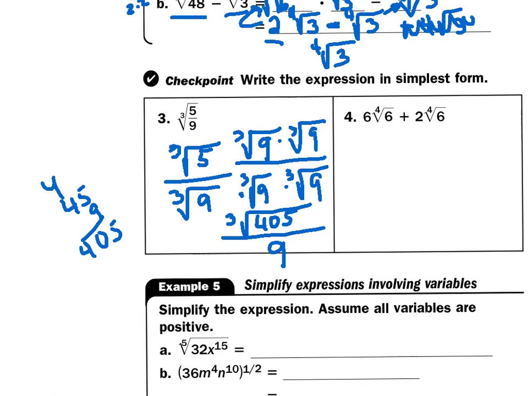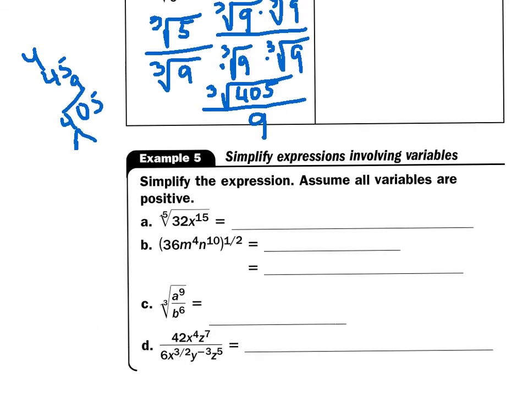Which is kind of strange, but that's okay. And then go ahead and do your factor tree for 405. Pull a number out and then divide. Now, on 4, this one's a lot simpler. We have 6 of these and 2 of these, so how many of those do I have?